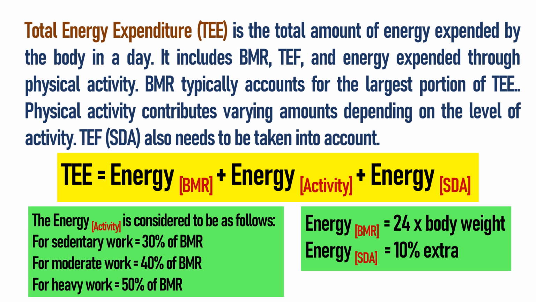Please pause here and go through the formula depicted below. It's easy to understand as to how the total energy requirement is calculated. Also note that the energy considered for physical activity depends on the nature of activity. As described previously, basal metabolic rate is assumed to be 24 times the body weight, and specific dynamic action is assumed to be a 10% extra requirement.